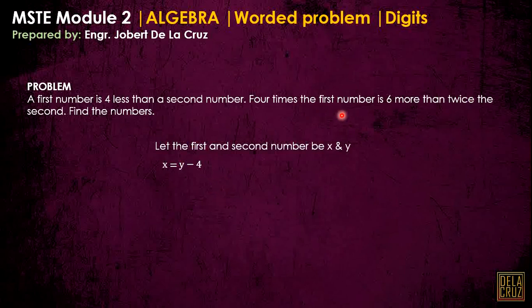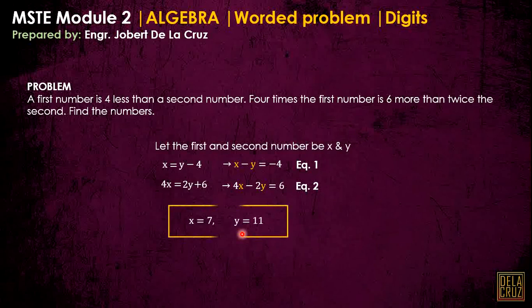Then, 4 times the first number, this will be another equation. 4x, 4 times the first number is 6 more than twice the second number. So how can we write that? That will be 6 more than twice the second number, or twice the second number plus 6. Okay, ito yung correct way in writing this: 6 plus 2y. Okay, so as we can see, if we rearrange this, it will be equation 1, equation 2, and you can grab your calculator to solve this. Okay, so that is 7 and 11.